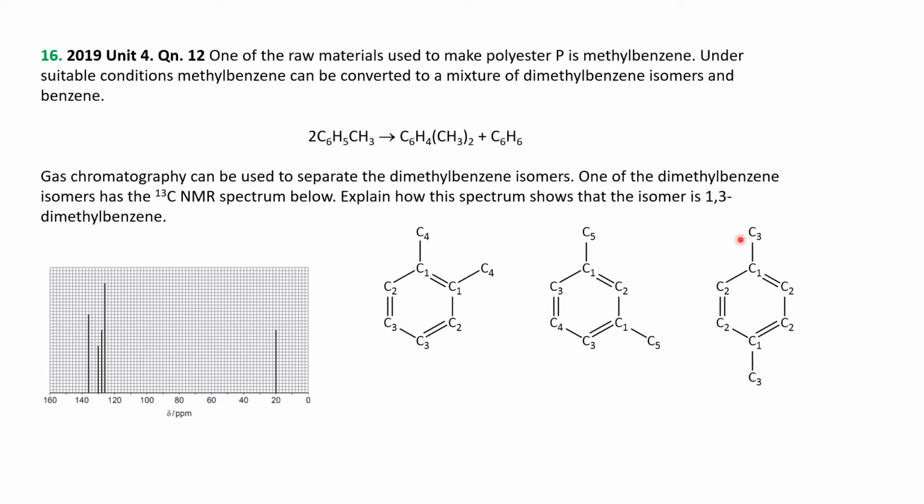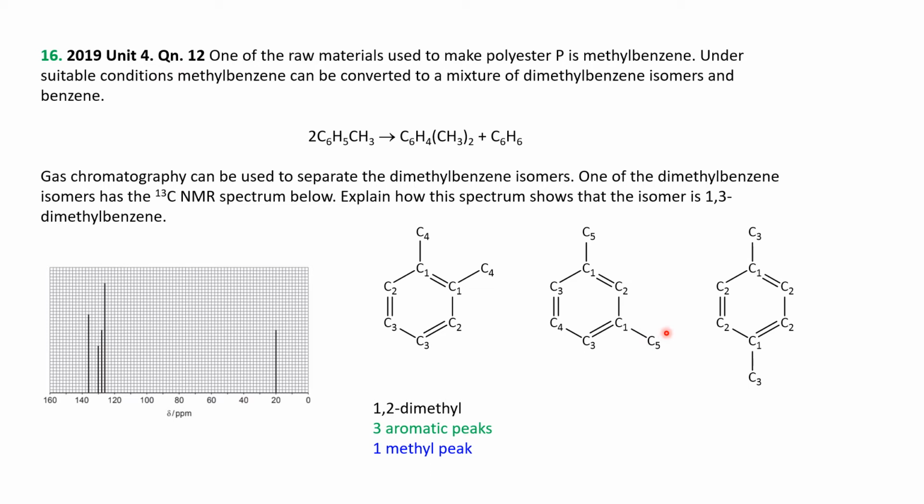1,2, 1,3, and 1,4, leaving out all the hydrogens because we only care about the carbons. Now, if we look at the 1,2, then you've got 3 aromatic peaks. You've got the 2 carbons that are identical, bonded to methyl groups, then the carbons that are bonded to those, and then the carbons that are bonded to those. So C1, C2, C3, 3 aromatic peaks, and of course 1 methyl peak for the 2 identical methyl groups. Let's go to 1,3.